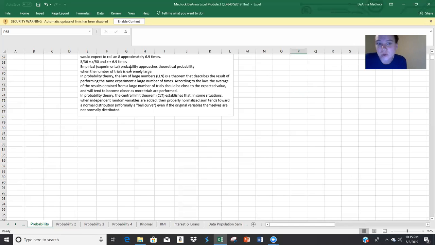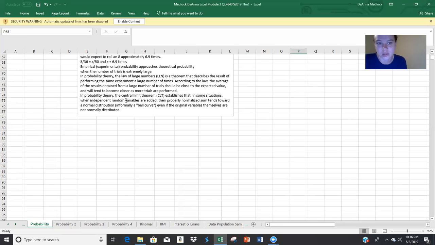Empirical experimental probability approaches theoretical probability when the number of trials is large, which is what we did when we were doing the rolling of the dice to the 6,000 times. So in probability, the law of large numbers, which you sometimes may see labeled as LLN, is a theorem that describes the result of performing the same experiment a large number of times. According to the law, the average of the results obtained from a large number of trials should be close to the expected value and will tend to become closer as more trials are performed.